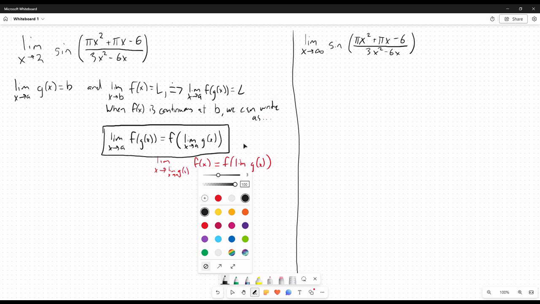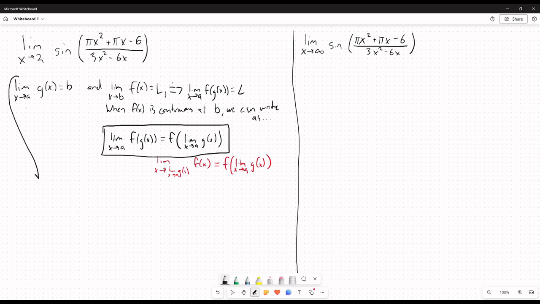All that to say, let's go ahead and use that to take a limit. What that means is that our very first step in taking our limit is going to be to just move the limit inside. So instead of thinking of this as the limit as x approaches 2 of sine of all this, we're going to move the limit inside, so it's sine of the limit as x approaches 2 of (pi x squared plus pi x minus 6) over (3x squared minus 6x). And then we would take this limit as normal.